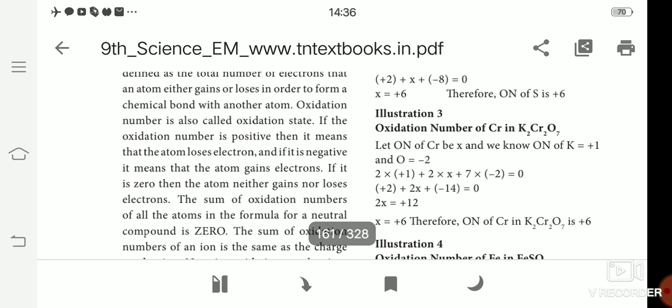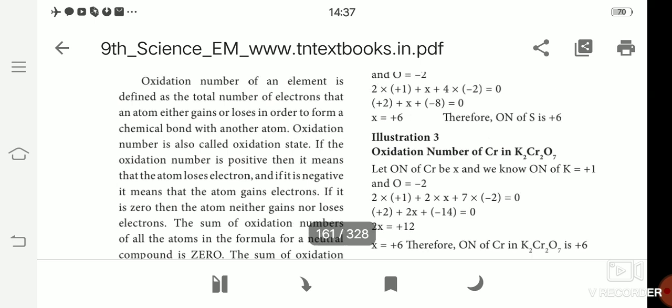Now we find the oxidation number of chromium. 2 potassium is plus 2, and 7 oxygen is minus 14. The total for 2 chromium is 2x. So 2x plus 2 minus 14 gives 2x equals 12, and 12 divided by 2 is plus 6. So the chromium oxidation number in potassium dichromate is plus 6.